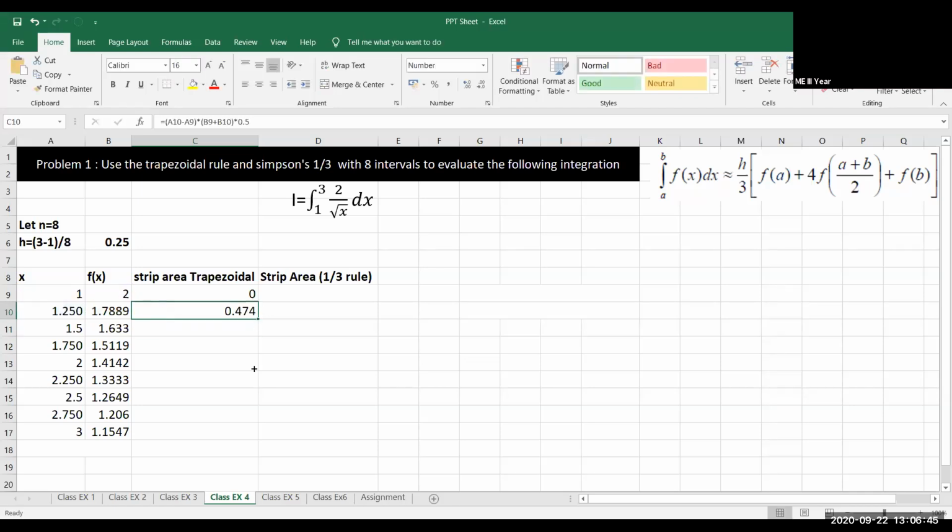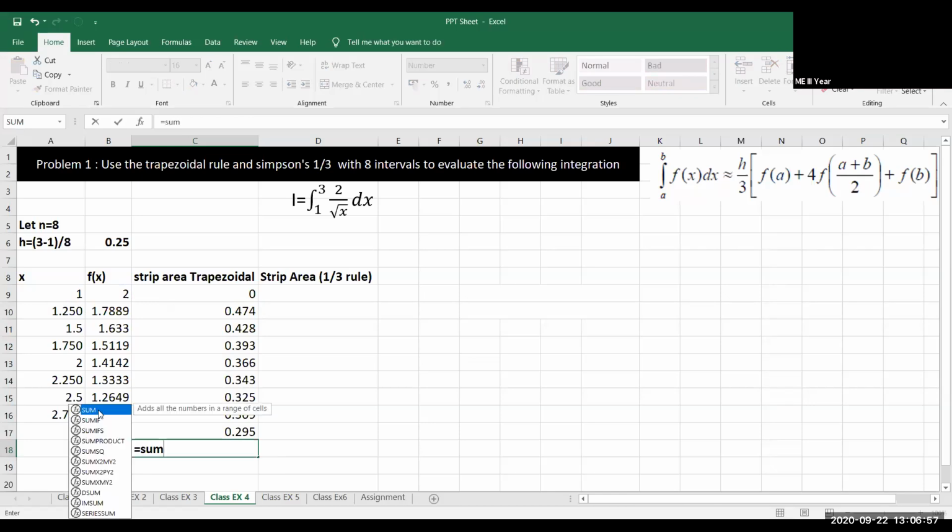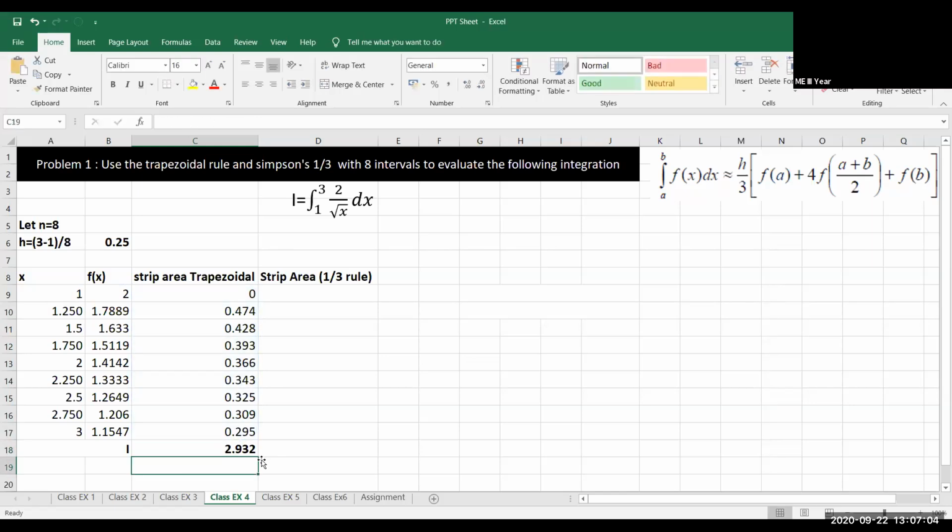Drag it to the last, and then find the integration, which is nothing but the sum function of all these values. Close the bracket and you will get 2.93. So using the strip method or trapezoidal method, you have found the integration of the function 2 divided by the square root of x. So this is the integral value.